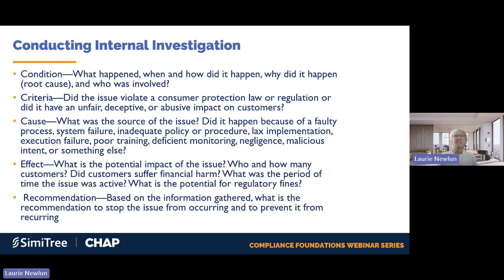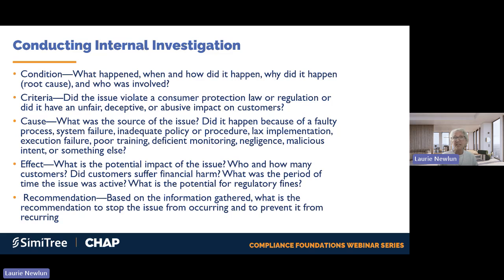Did it happen because of a faulty process or a system failure? Was there an inadequate policy or procedure? Do we have lax implementation of our processes? Was there an execution failure within the organization? So it's important that as we put these in place, we're also monitoring to ensure that all these things did not occur and that we can look at them.